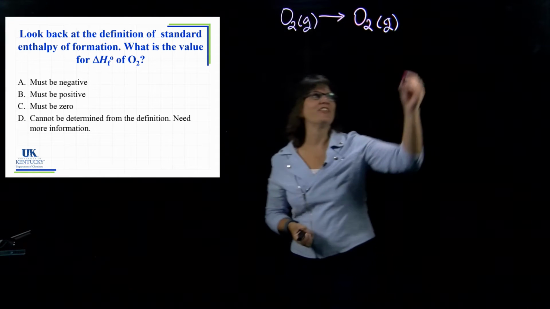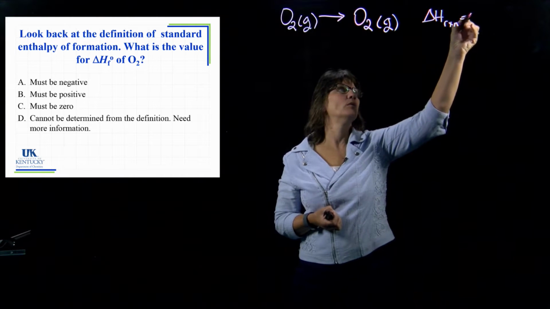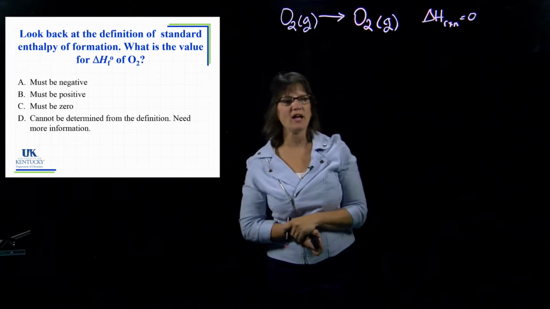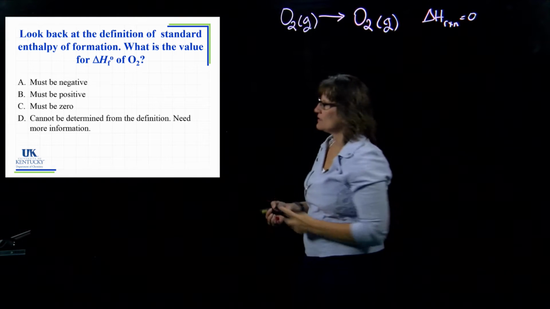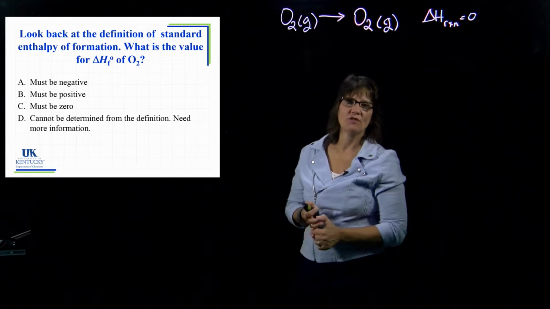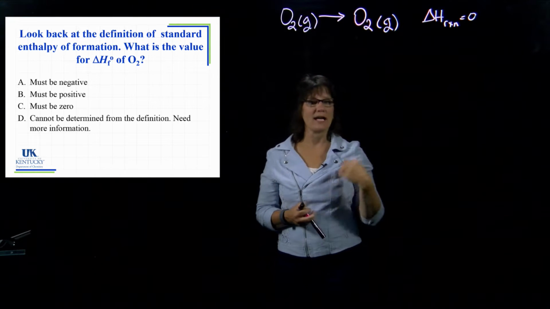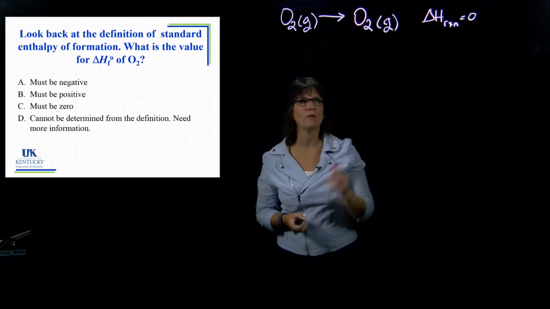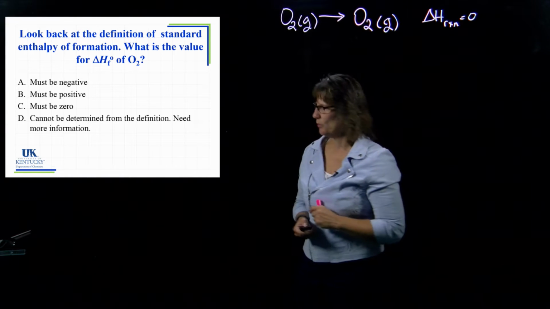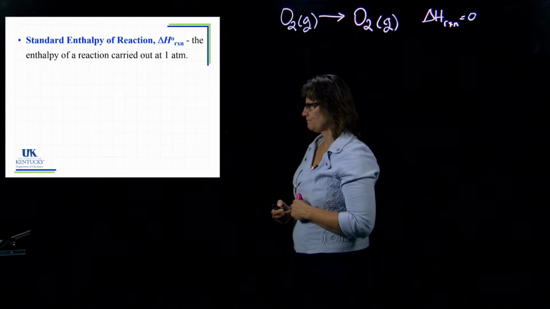Nothing happened. If nothing happened, then the delta H of this reaction has to be 0. And if the delta H of this reaction is 0, and that reaction is a formation reaction, then that means the delta H of formation of elemental oxygen, O2, is 0. Now I expect you to know that for any other elemental forms. In its most stable form, the delta H of formation will be 0.